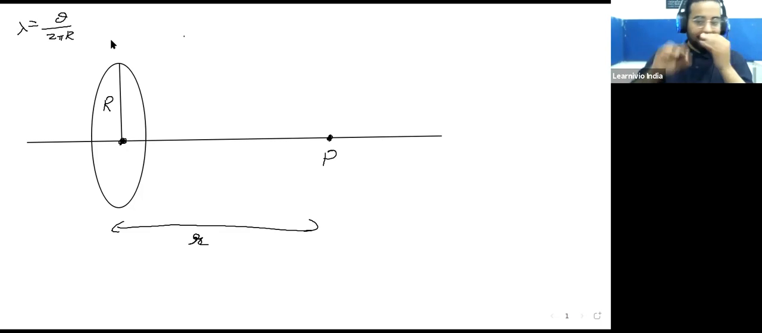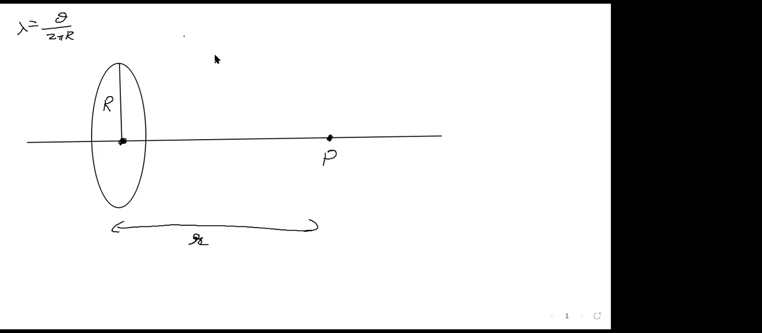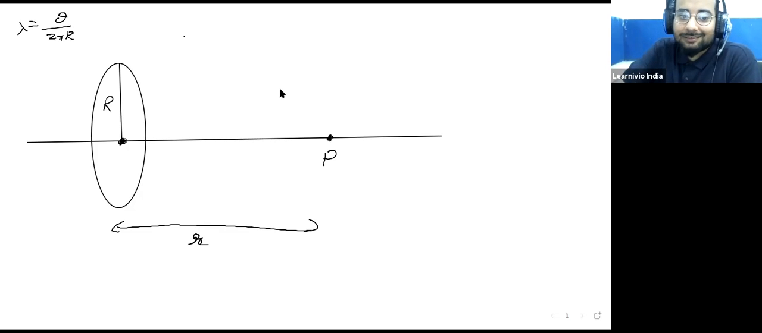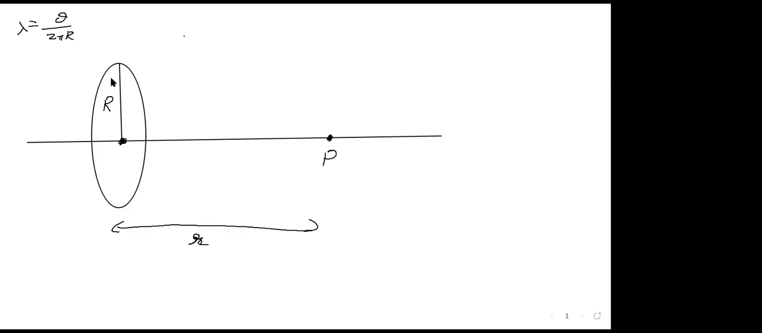So lambda is just Q by 2 pi R. For the force at P, we can conclude that the point which is the center of the ring is in equilibrium, so the force there will be zero. Hence, if we take this point on the ring as A and the center point as B, the force from A to B will be zero.